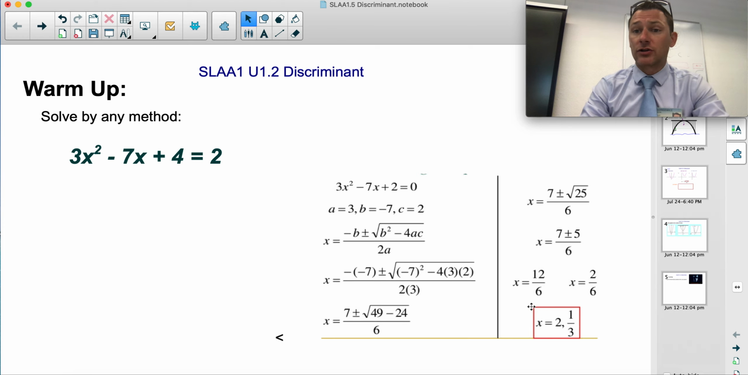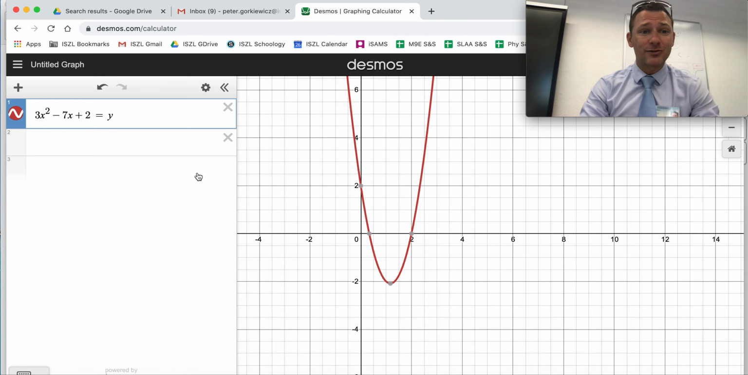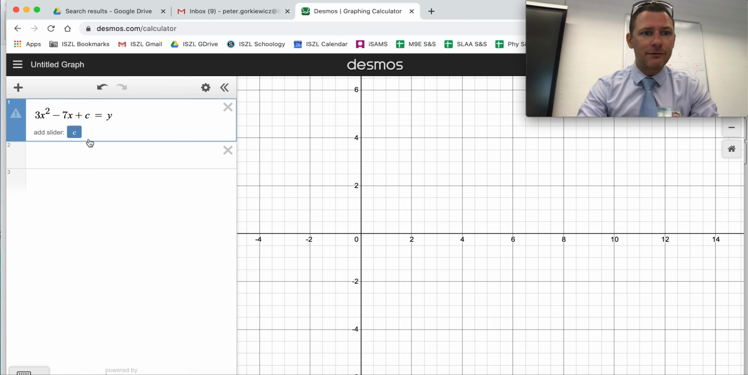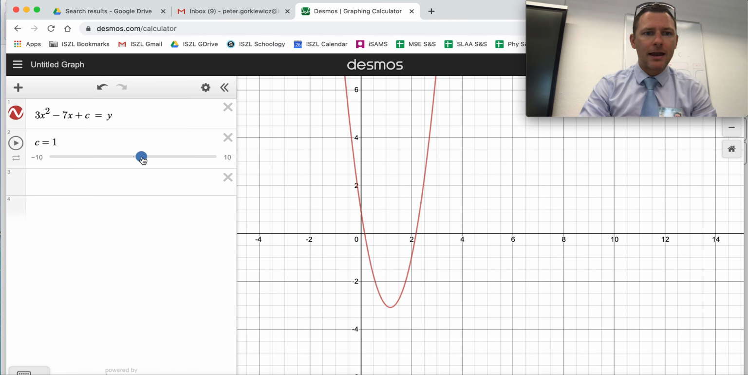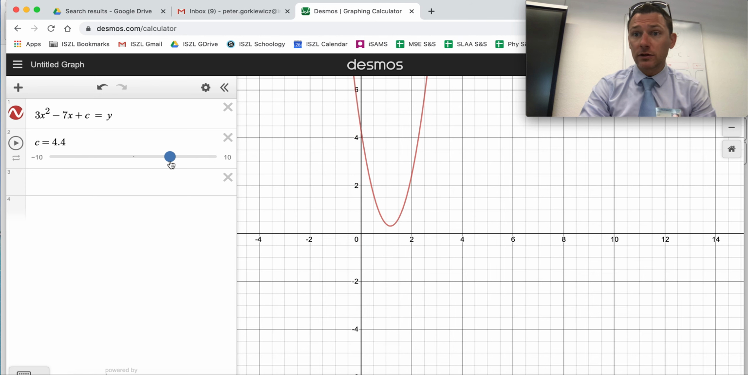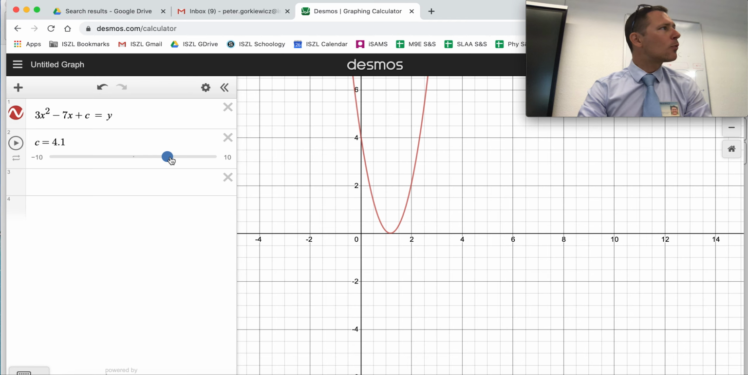Those are intersections of the x-axis, but going in, you don't know just by looking at it if there are solutions, because sometimes there's not. Who knows, this could have been a C value like that, and if the C value is too high, whoop, no solutions, right? It's not touching the line. Or if it's just right, you get one solution.